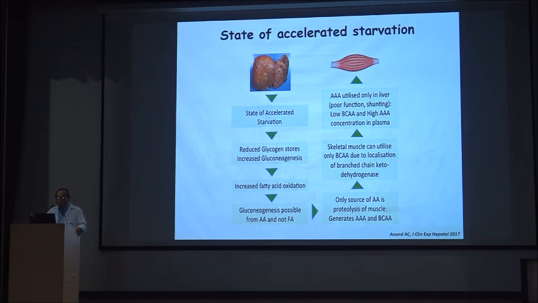The only source of amino acids is proteolysis of muscle, which generates branched chain amino acids and aromatic amino acids. Skeletal muscle can utilize only branched chain amino acids due to the localization of branched chain keto dehydrogenase there, and so aromatic amino acids are utilized only in the liver, resulting in low branched chain amino acid and high aromatic amino acid concentration in plasma.